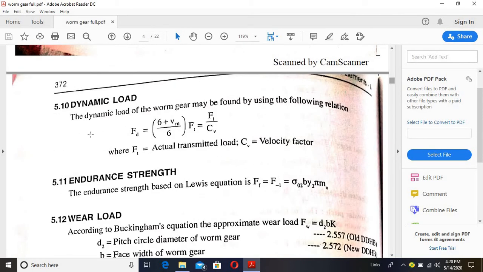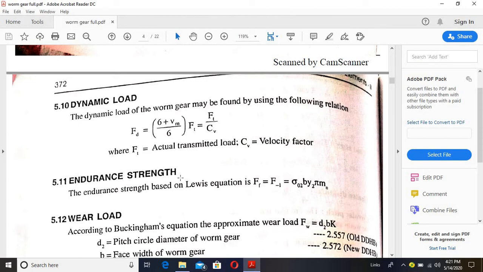Next, the dynamic load. The dynamic load of the worm gear can be found using the relation Fd, the dynamic load, is equal to (6 plus Vm) by 6 into Ft. Already we know that 6 divided by 6 plus Vm is nothing but Cv. Therefore we can write it as Ft divided by Cv, the reciprocal, where Ft is the axial transmitting load and Cv is the velocity factor. So this is the formula to calculate the dynamic load, Ft divided by Cv.